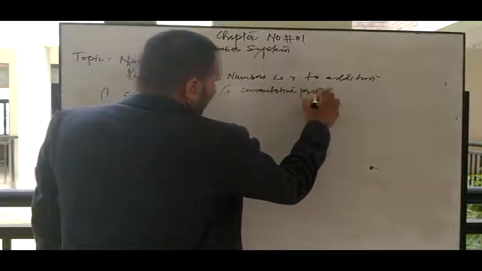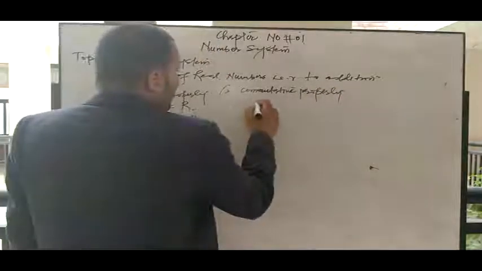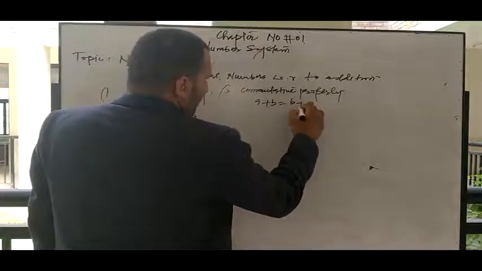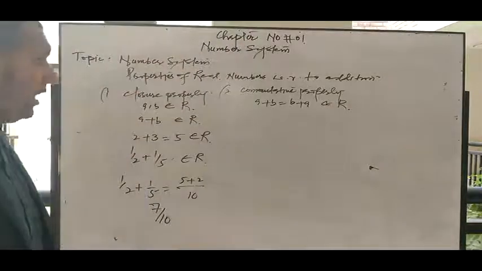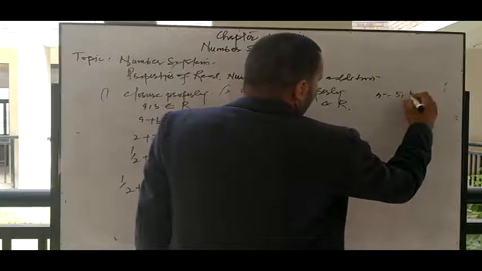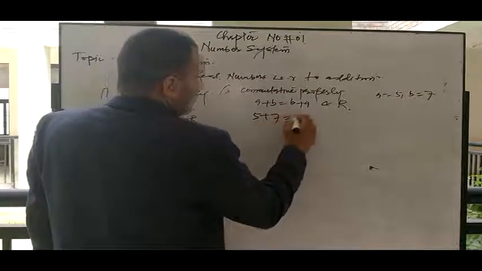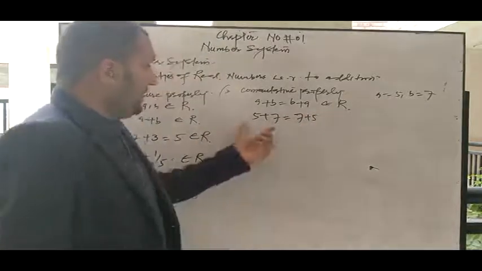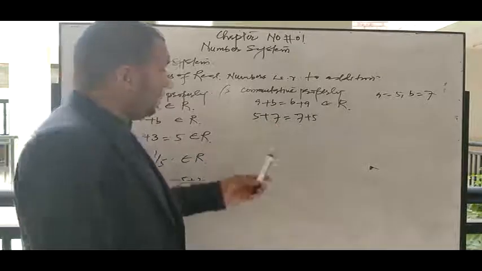Commutative property. In this property, we satisfy it with two values. a plus b is equal to b plus a, which belongs to the real number. This means we take any value from the real number. Let a is equal to 5, b is equal to 7. Then 5 plus 7 is equal to 7 plus 5. We can take any values from the real number system.